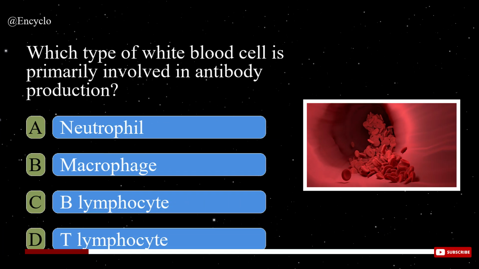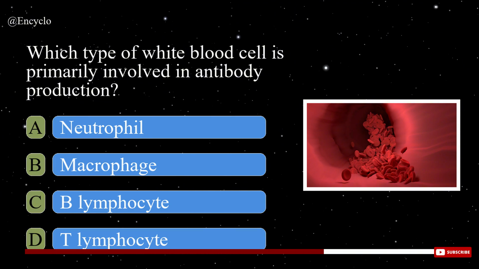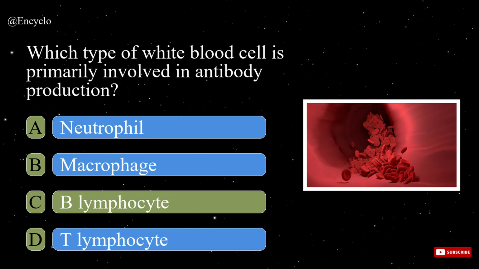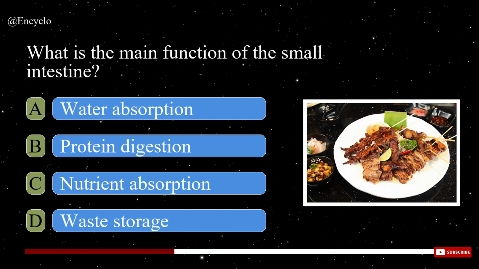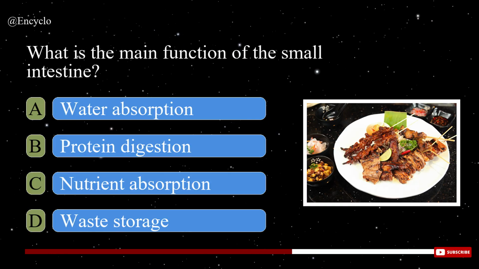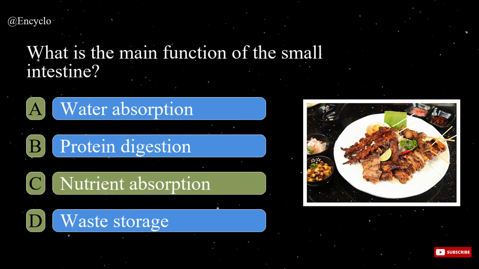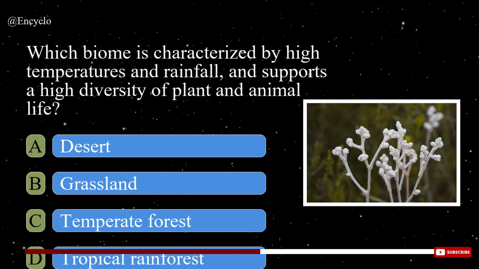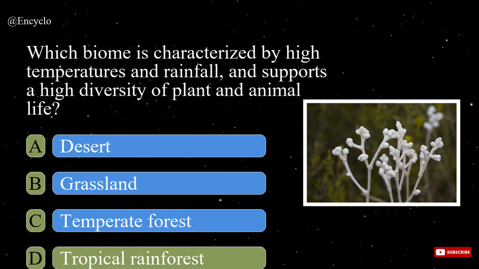Which type of white blood cell is primarily involved in antibody production? The answer is B lymphocyte. What is the main function of the small intestine? The answer is nutrient absorption. Which biome is characterized by high temperatures and rainfall and supports a high diversity of plant and animal life? The answer is tropical rainforest.